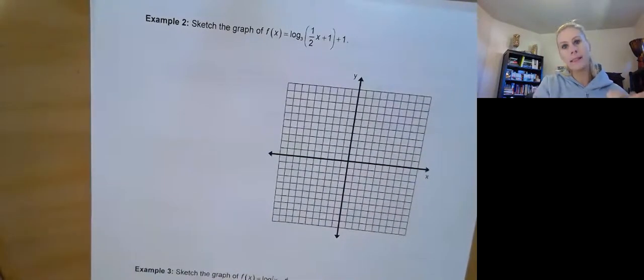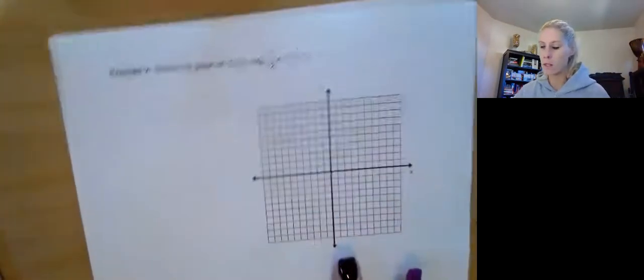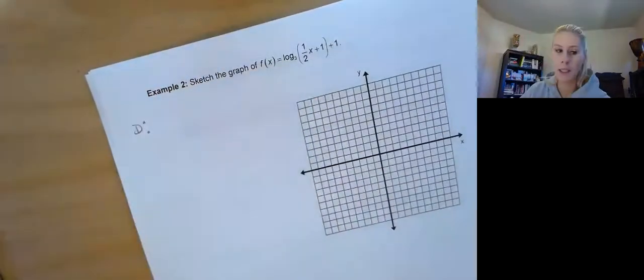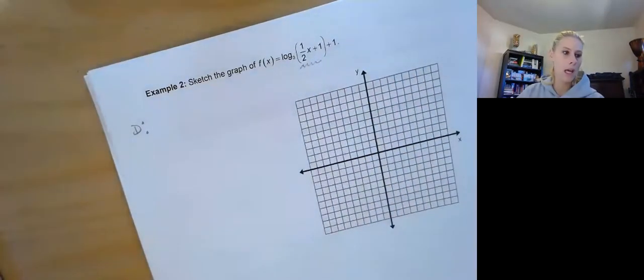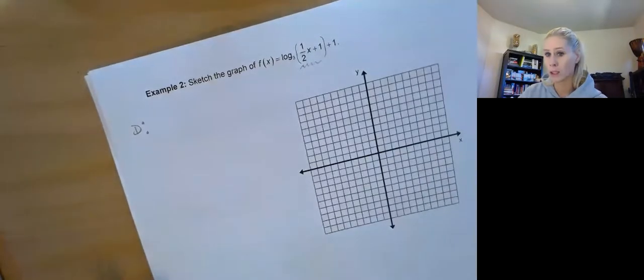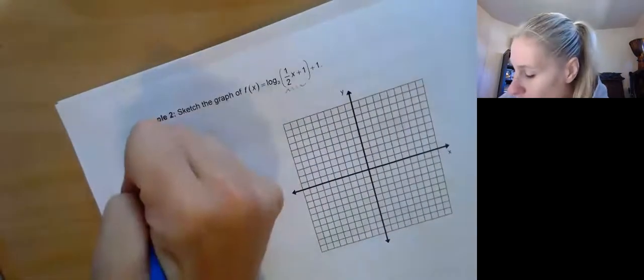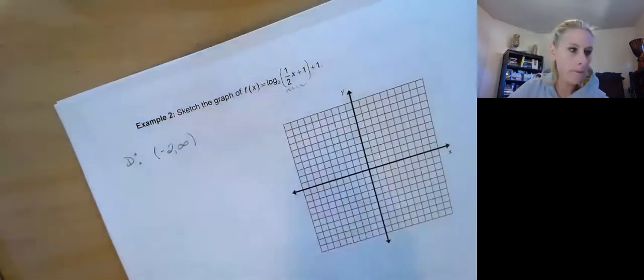Now, it says sketch the graph of f of x equals log base 3 of (1/2 x plus 1). So what we're going to do is find the domain first. And we just learned how to do that on the other side. If you remember, this is the same domain as part B, so I'm not going to solve for that. If you need to remember how to solve for that, we did it right over here. So we know that the domain is -2 to infinity.